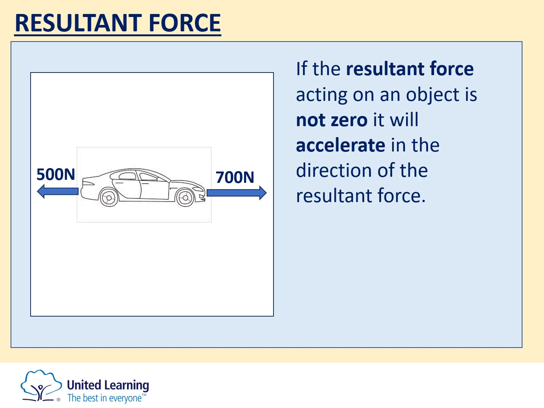If the resultant force acting on an object is not 0, then an object will accelerate, and it will accelerate in the direction of the resultant force. So if we take a look at the two forces here, we've got 500 newtons going to the left, 700 newtons going to the right. That means our resultant force will be 200 newtons. Therefore, that car will be accelerating to the right, or in this case, forwards.